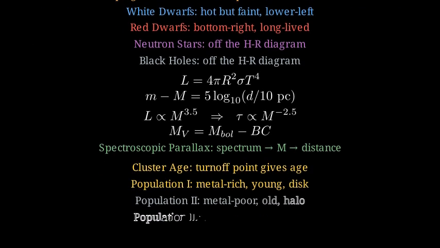Step 12 is stellar populations. Population 1 stars are metal-rich and younger, found in the galactic disk. Population 2 stars are metal-poor and older, found in the halo and globular clusters. Population 3 are the first stars, hypothetical and metal-free.